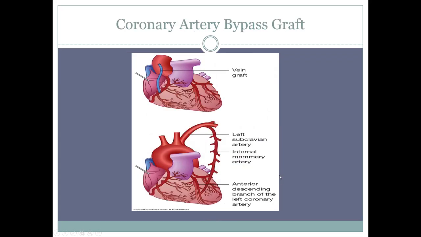So, worst case scenario, you get a bypass graft. These are just two different ways of doing it. They may take a vein out of your leg or an artery out of other parts of the body, and basically they just bypass the area of occlusion. In this case, they're getting blood supply from the subclavian artery to make sure that the rest of this heart is supplied with blood. In this case, they're getting blood supply from the aorta and making sure that this distal part is being supplied with blood. Obviously, the occlusion was up here.